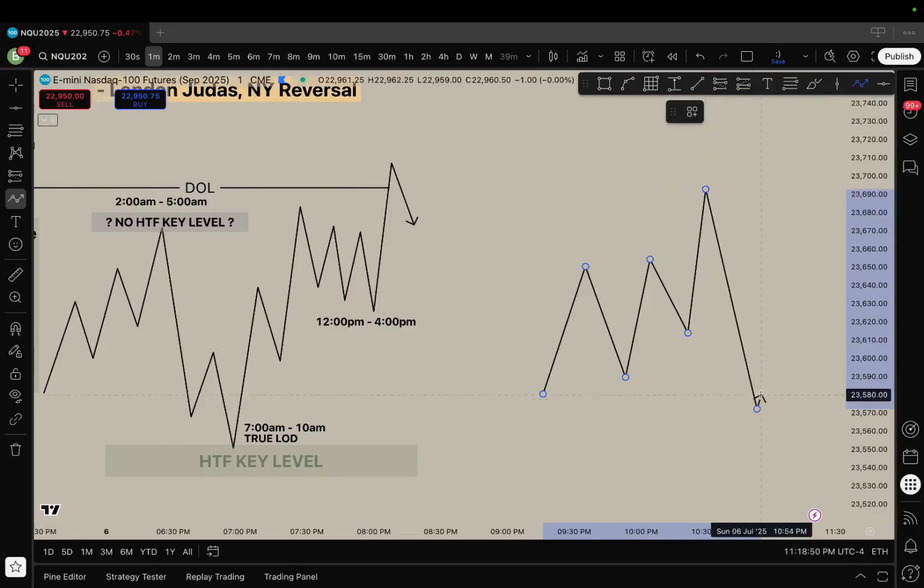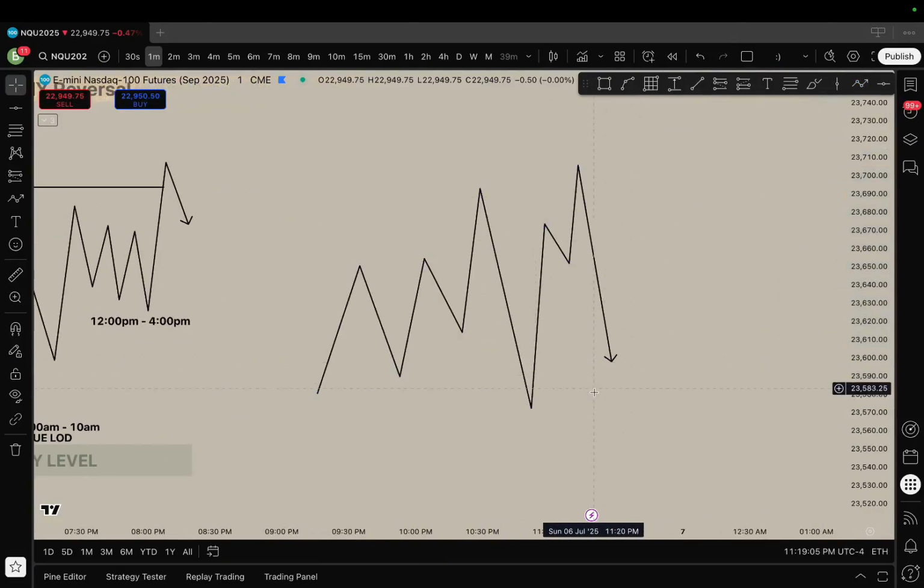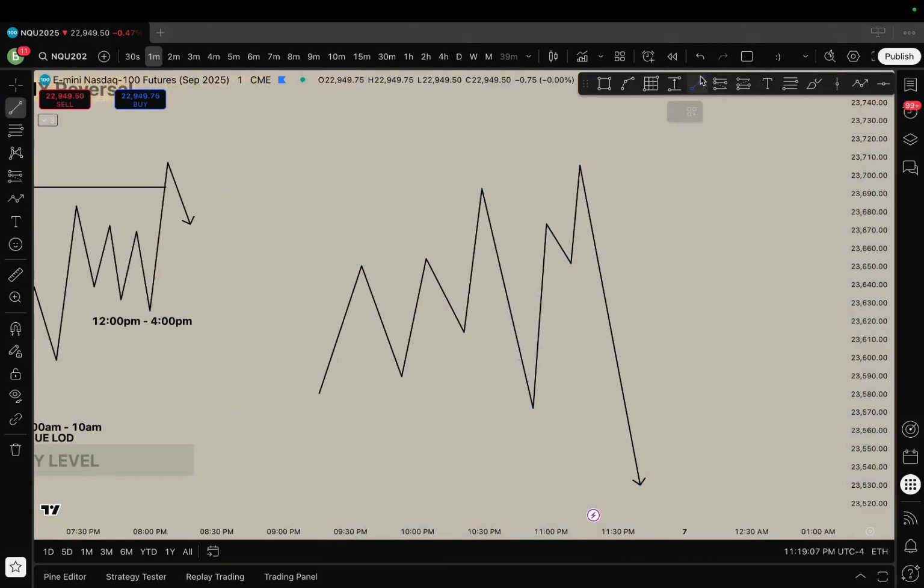So there won't be any higher time frame key level. Instead, if we were still bearish on this day, let's say this isn't a bullish day, and we haven't hit a higher time frame key level lower from 7 a.m. to 10 a.m. and we start trading higher, we will sweep out this London session high, and then we will have a distribution lower, okay? And this will then be a bearish profile.